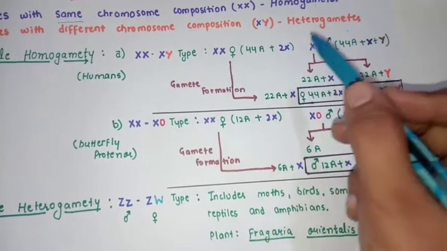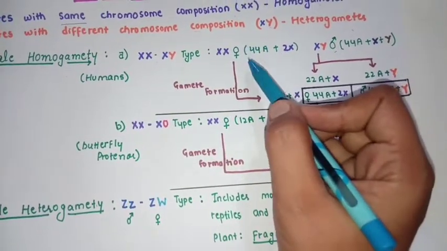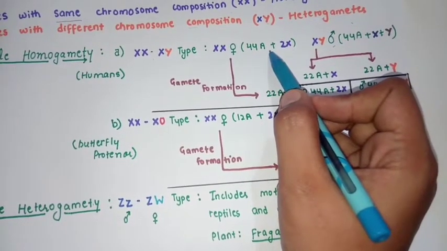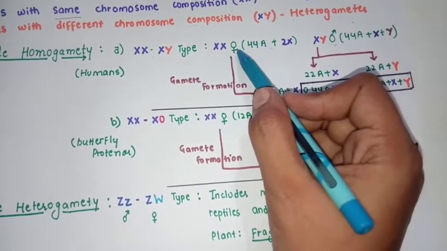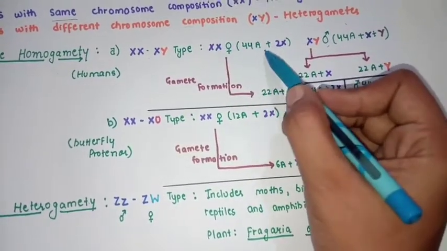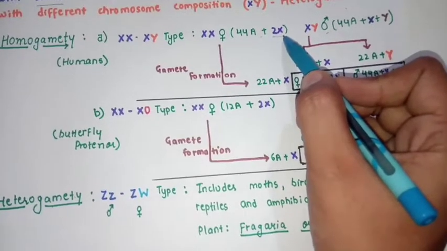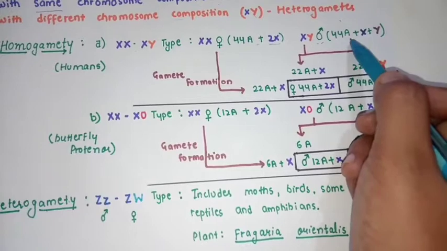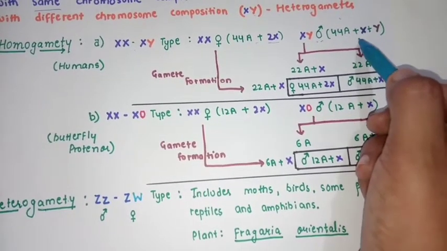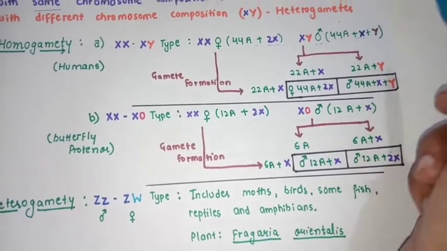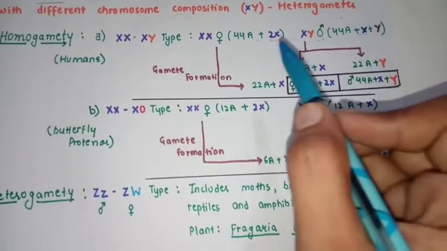As we know, humans have 46 chromosomes, out of which 44 are autosomes and 2 are sex chromosomes. So in the female, there are 44 autosomes and 2 X chromosomes. At the same time, in the male, there are 44 autosomes and 1 X chromosome and 1 Y chromosome. So this will be a total of 46 chromosomes.